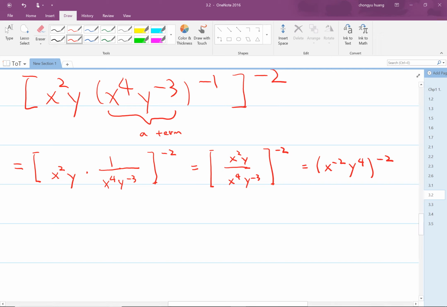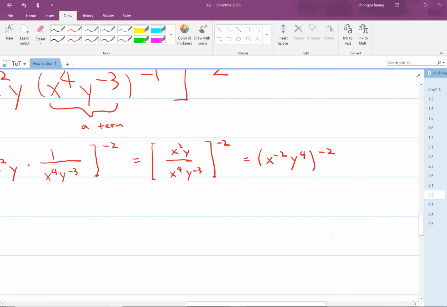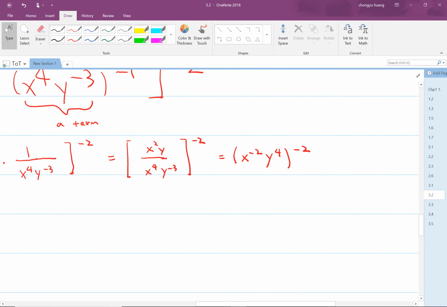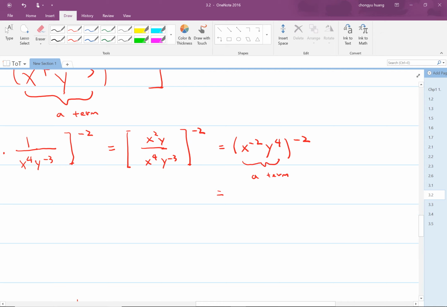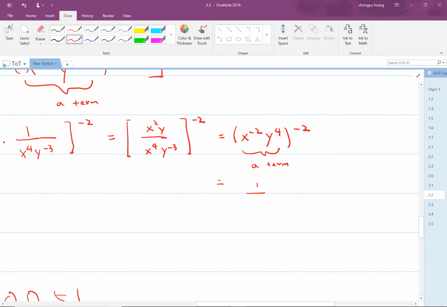So after this point, basically over here again, you're seeing this as a term, right? It just basically becomes 1 over x to the power negative 2, y to the power 4, squared, right? So you have to multiply it.